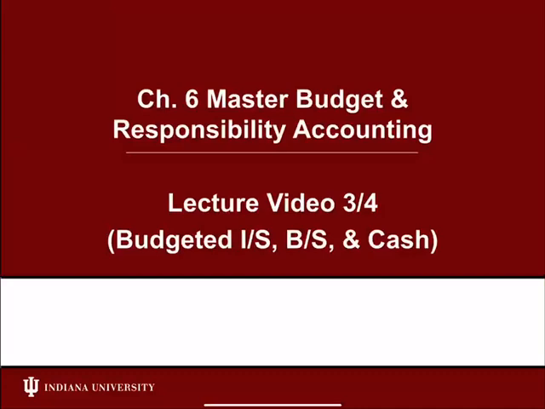All right, welcome back to the third lecture video of Chapter 6. So far, we've gone through the overview of what a budget is, the sales budget, production budget, all the costs to manufacture, and now we're going to take it one step further and really focus on the financial statements. So we'll see today how the operations budget we went through in the past couple lectures helps create the financial statements: the budgeted income statement, balance sheet, and cash flow statement.